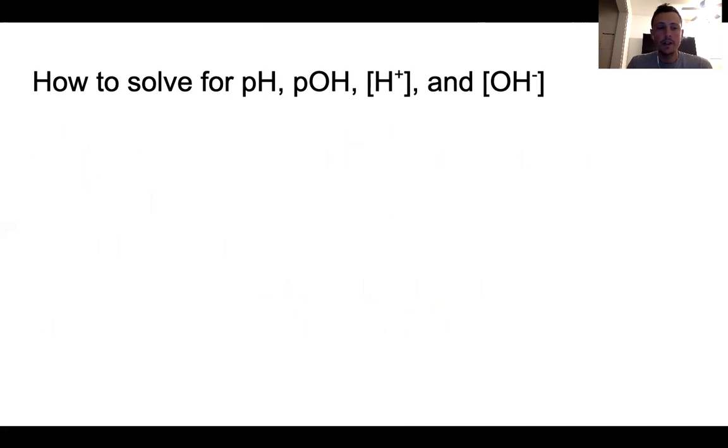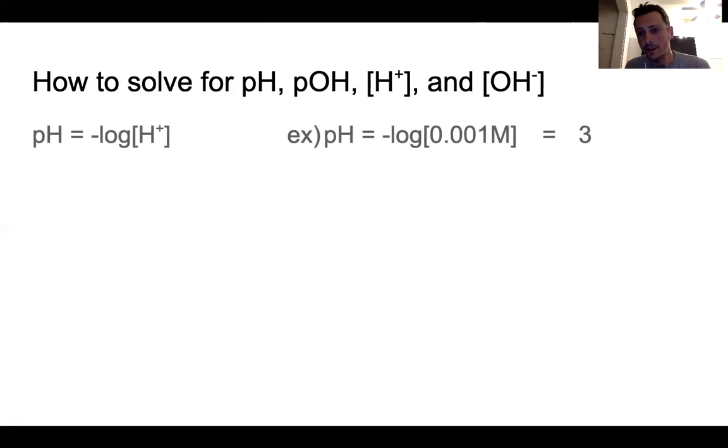So how do we use this information to solve for pH, pOH, to figure out what the concentration of H plus and OH minus are? If you're going to write anything down from this lesson, it's probably the stuff on this slide here. So here's a list of the formulas we're going to be using.